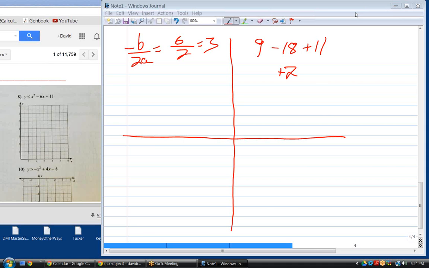So 2. Okay, it would be 3, comma 2. Good. That would be the vertex. Does this open up or down? Opens up. And I need 2 other points.